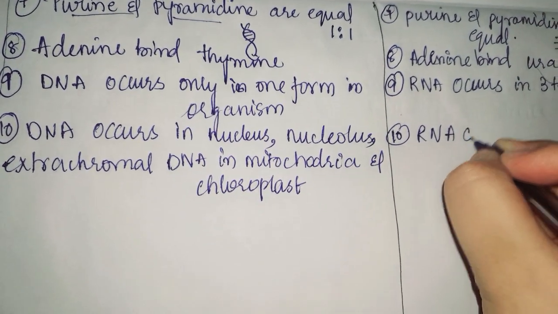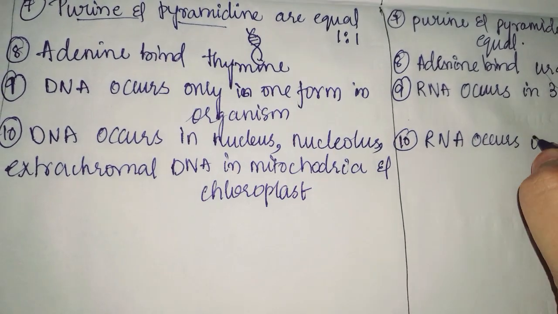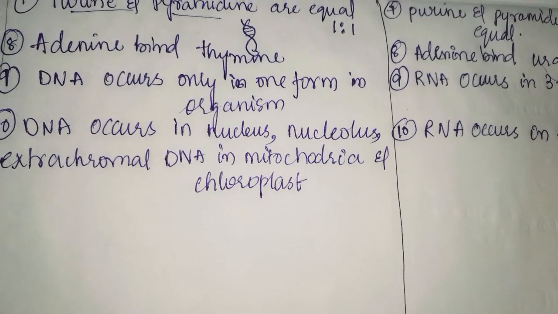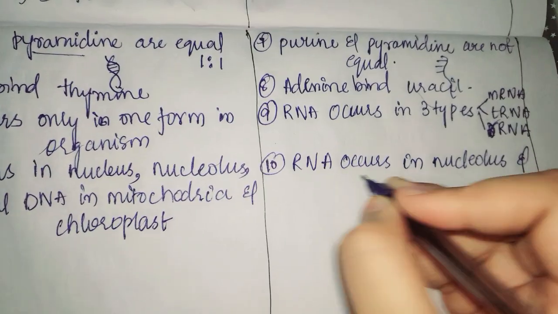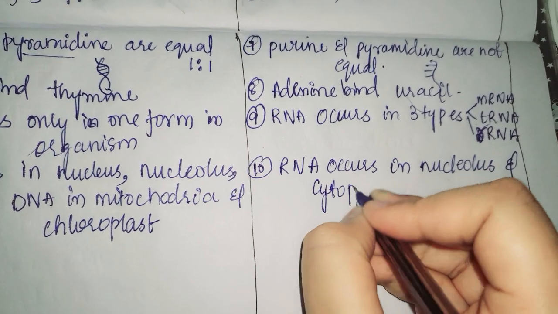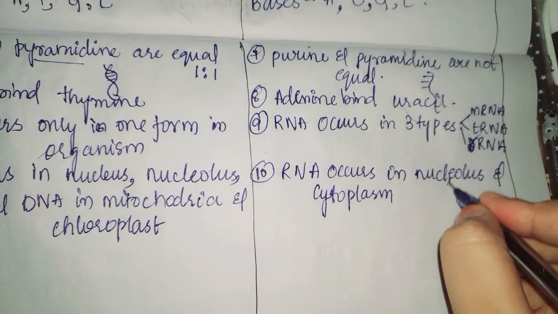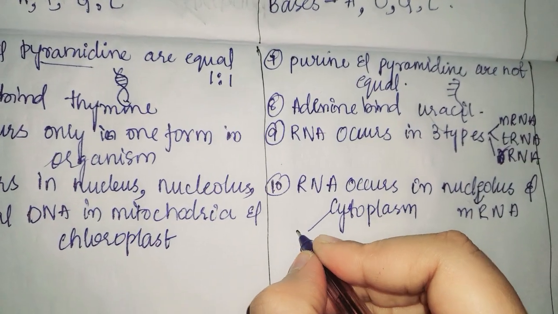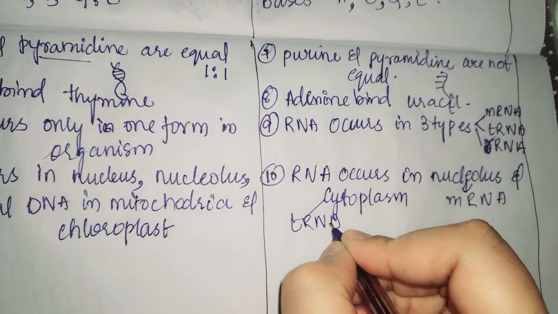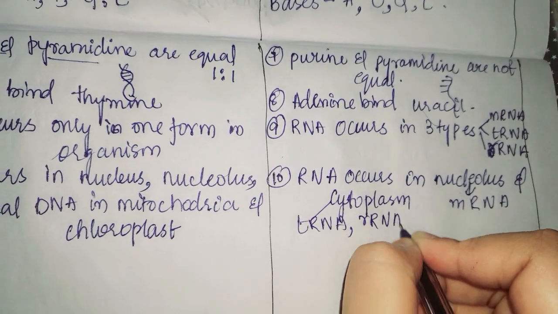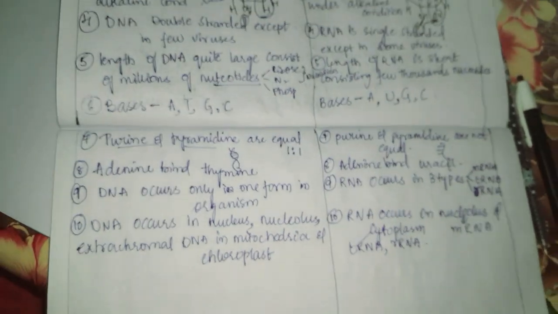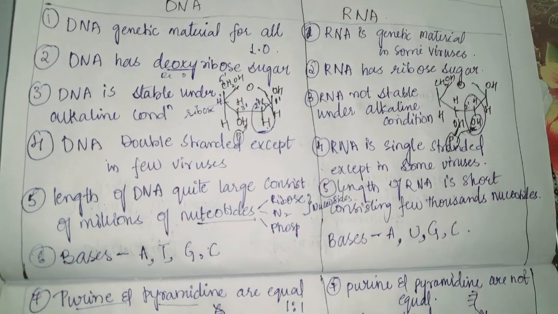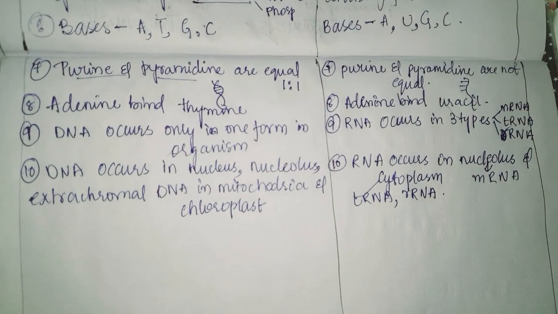RNA occurs in the nucleus, nucleolus and cytoplasm. That too in the nucleolus, mRNA will be present. In the cytoplasm, tRNA and rRNA will be present, right? So these are the 10 differences between DNA and RNA. Here you can see these are the 6 differences, and here I showed the 10 differences.